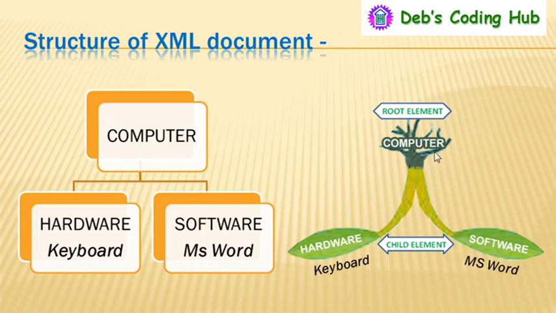And the two children are shown in two branches. The first branch, or the left side branch, is showing hardware as the child element, and the right branch is showing software as the child element. And for hardware, the value is keyboard, and the software has a value of MS Word. So these two are child elements of the root element computer. Now let us see how to convert this into code.